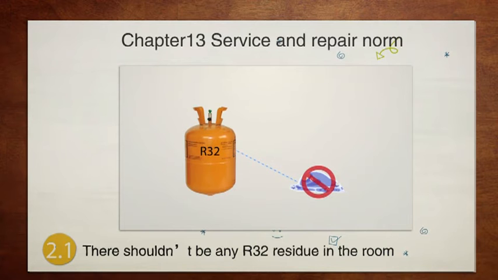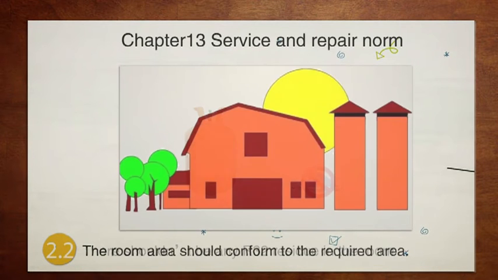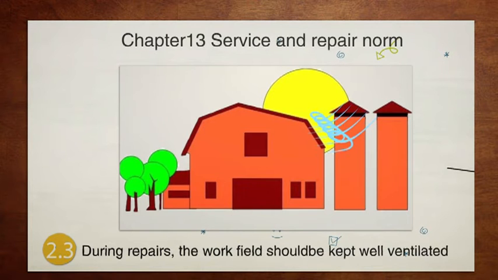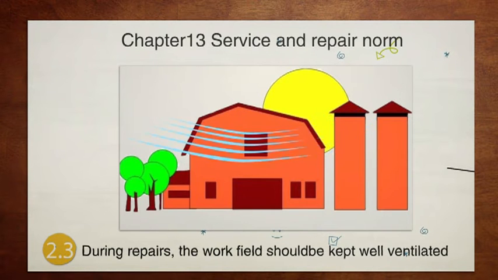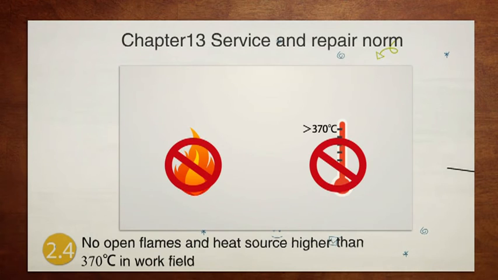There shouldn't be any R32 residue in the room. The room area should conform to the required area. During repairs, the work field should be kept well ventilated. No open flames or heat source higher than 370 degrees Celsius in work field.